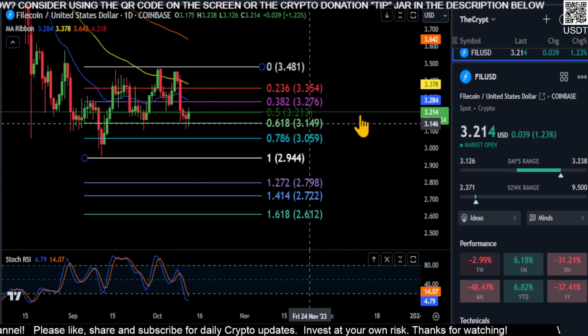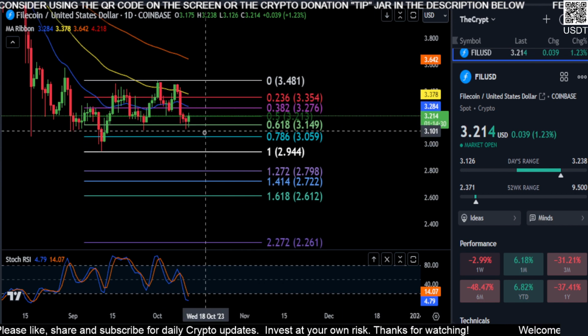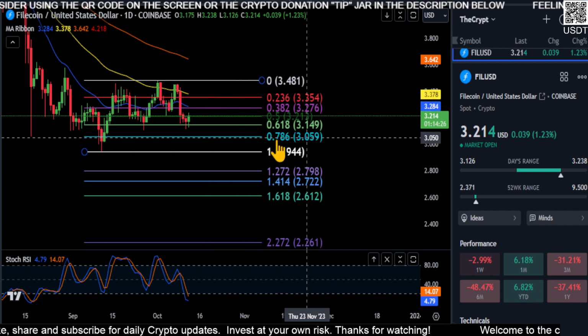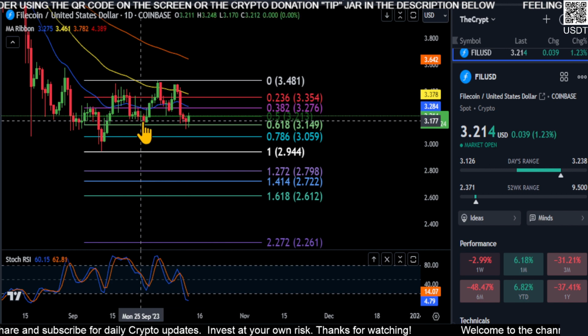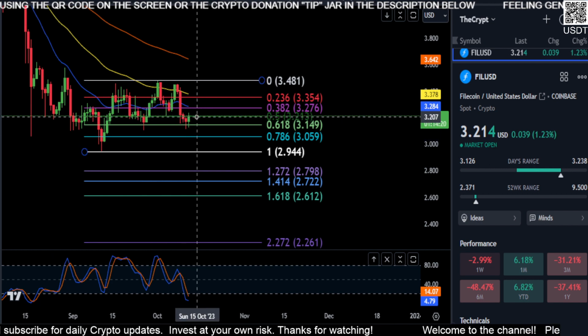So I think the bottom should be in here. You could potentially drop down to this $3 range and still come back to the top of the range. But once you break this low here, then I think it's all she wrote for Filecoin.